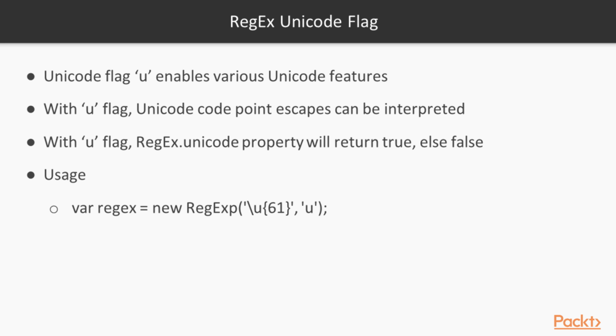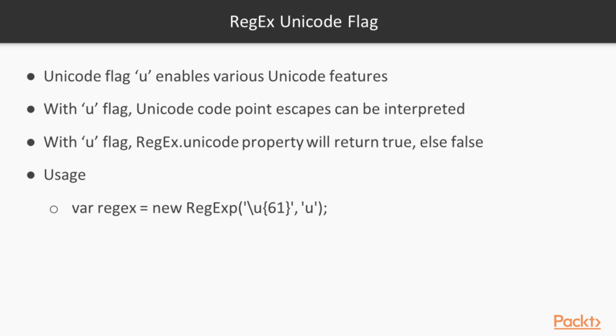Let's understand what the regEx Unicode flag is now. Well, basically you represent the Unicode flag by the letter u in the regular expression. By putting this flag, it enables various Unicode features on the regEx pattern. With the u flag, Unicode point escapes can be interpreted as such.